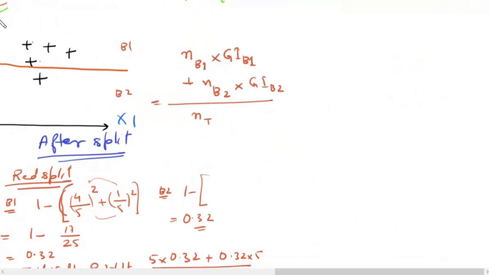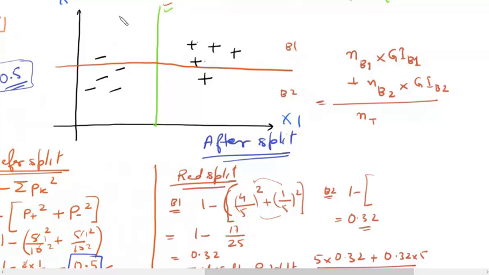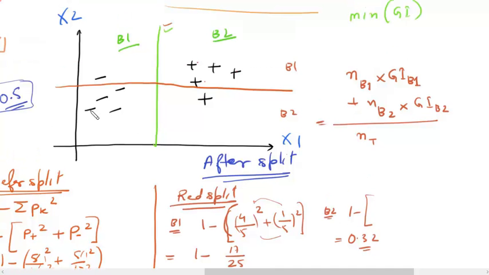So now let's calculate the Gini index with the green split. Even when we do a green split, we divide the points into two buckets. So this is my bucket 1 and bucket 2. Let's calculate the Gini index for the first bucket. We can see the first bucket has only minuses. I have 5 minus points.